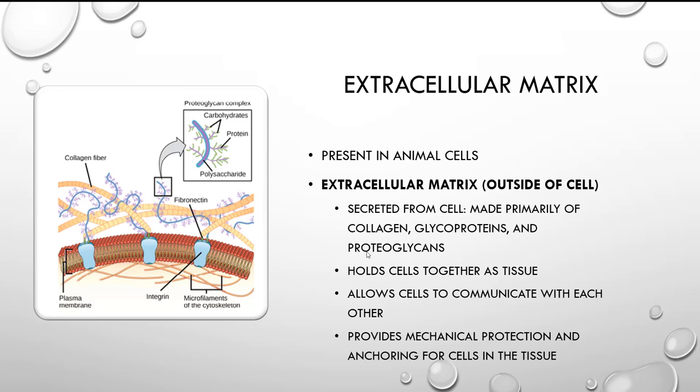And what it does is it holds cells together to form tissue. So remember in our life's hierarchy, we have cells forming tissue, tissue forming organs, and so forth. So cells can join together with this extracellular matrix. It also allows cells to communicate with each other. If they're stuck close together, they can communicate with each other and anchor to each other, which can also provide mechanical protection.